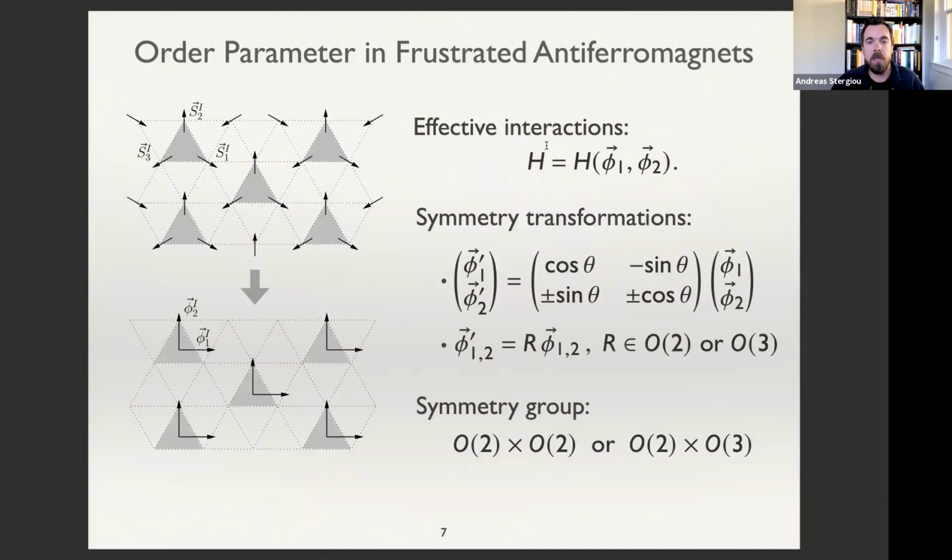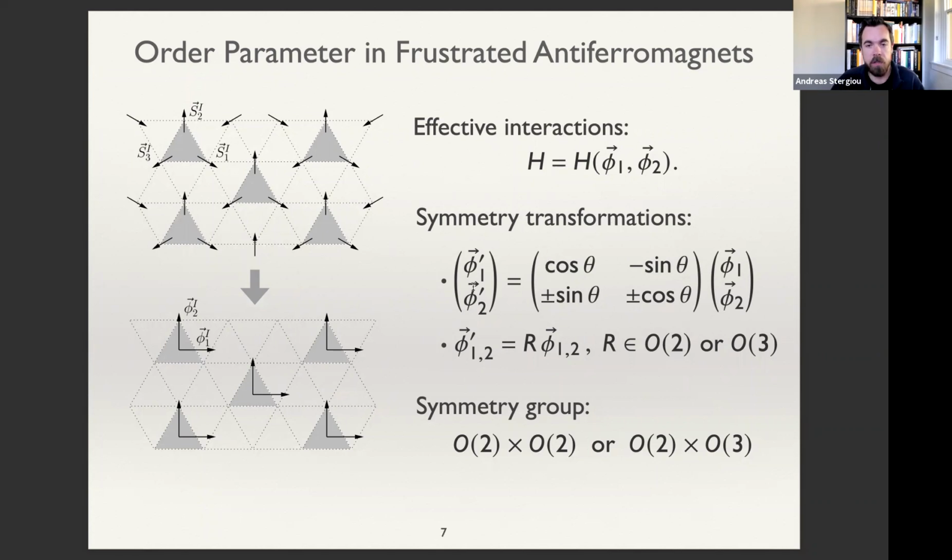As a result, the effective interactions in the Hamiltonian you will write to describe them will be not a function of just one vector, like in the case of O(N) models, but it will be a function of two vectors. So starting from the three vectors, the constraint is such that you get these two vectors over here. And the symmetry transformations that will be invariances of this Hamiltonian are these two sets of transformations.